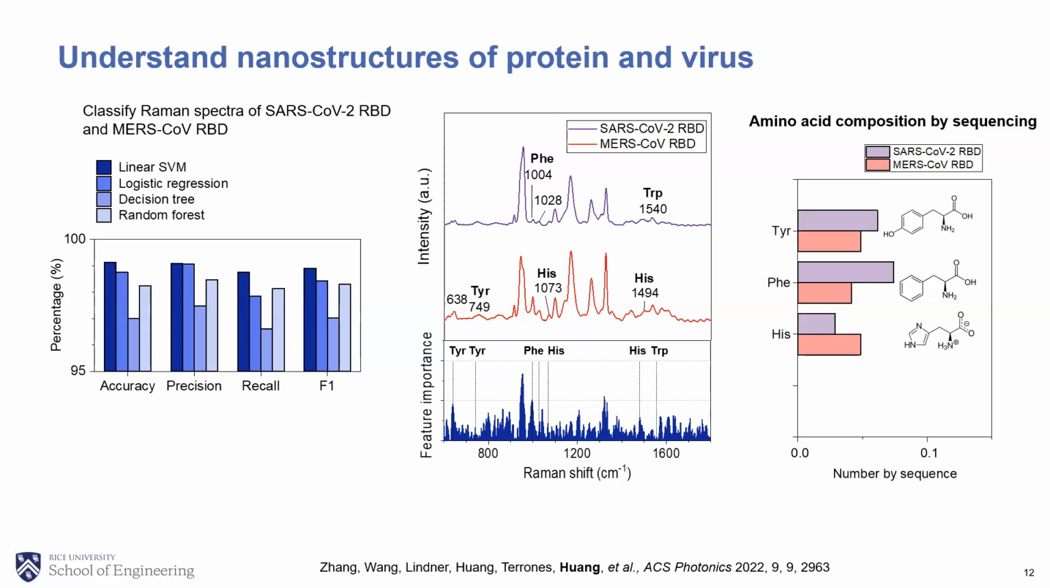So this wave number corresponds to tryptophan. You can see the feature importance of tryptophan is almost 0 here. That means the tryptophan composition should be very similar for SARS and MERS RBDs. Next slide. If you check the sequencing result, you can see indeed they are very similar to each other.